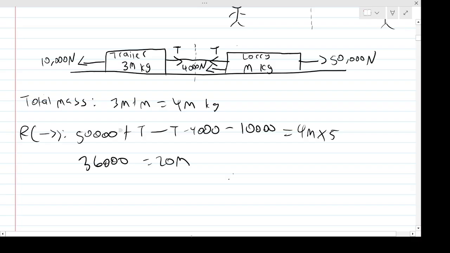And you can see why we want to consider the object as a whole, because the tensions go away. So I don't need to find out the individual tension at each half of the rope. So it makes the problem easy, because now I can just work out M by solving this equation. So if I divide by 20, I get about 1,800, okay? And so there we are.